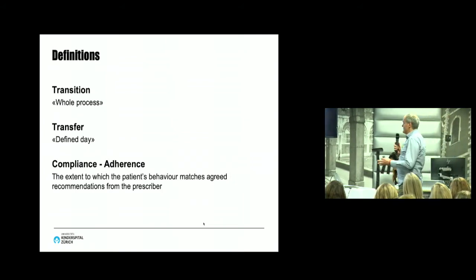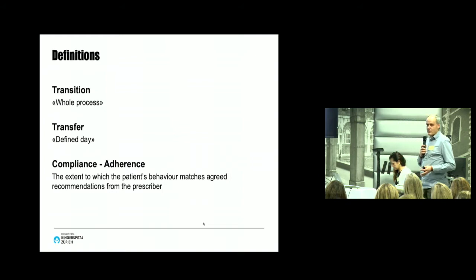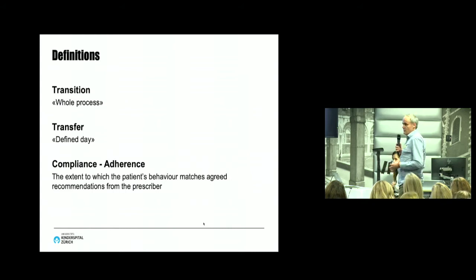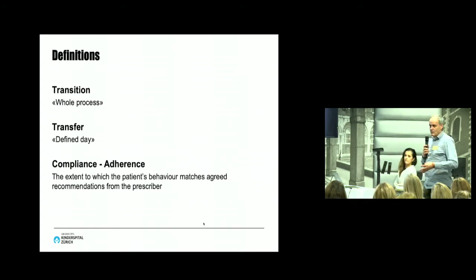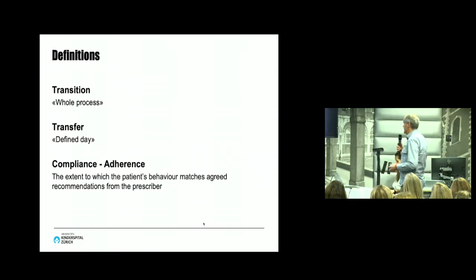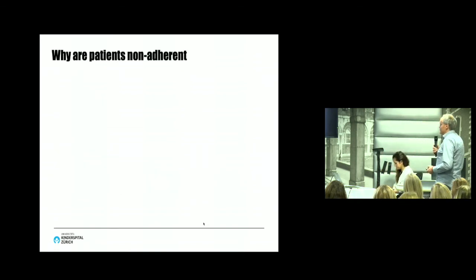So I would like to start with some definitions. What is transition? Transition is a process. What is transfer? Transfer is something, it's a moment. And compliance, or you can name it adherence, is the extent to which the patient does follow what we ask him to do in a way that matches our agreed recommendations in terms of medication. So the first question I would like to ask: why are patients non-adherent?